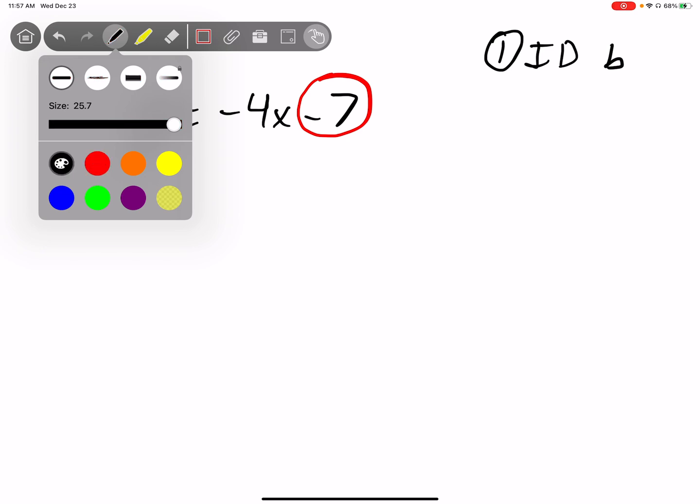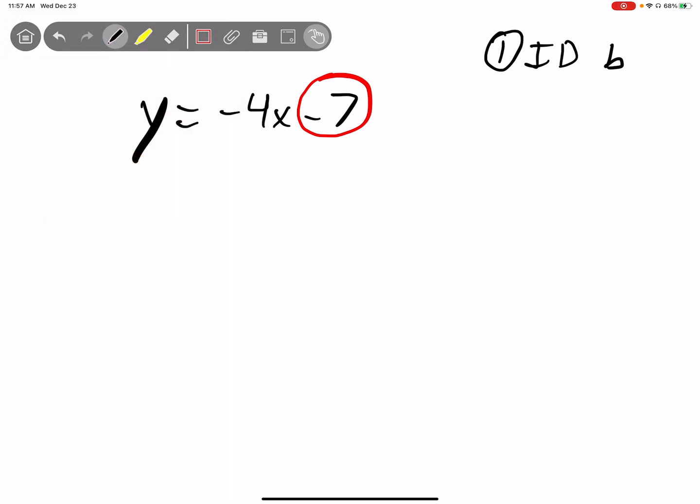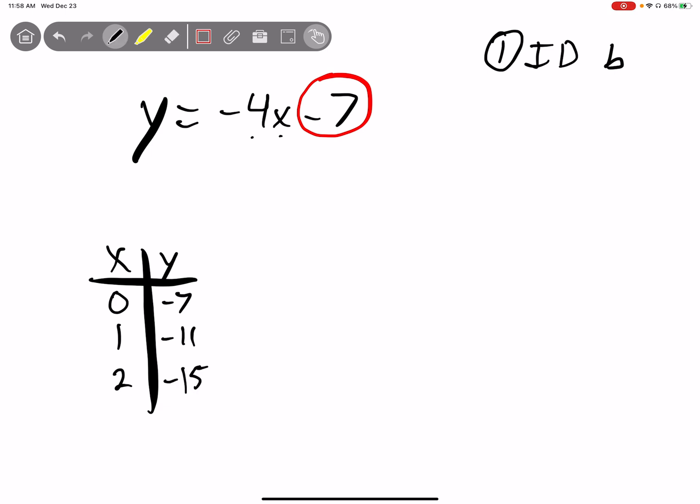So I'm going to make a table, and it's going to tell me exactly what my coordinates are going to be. First one, x and y. Remember, b is when x is 0, that means y is -7. And I can check that because -4 times 0 is 0, minus 7 is -7. If I tell you that x is 1, well, -4 times 1 is -4, minus 7 is -11. And then if I plug in 2, -4 times 2 is -8, minus 7 is -15.